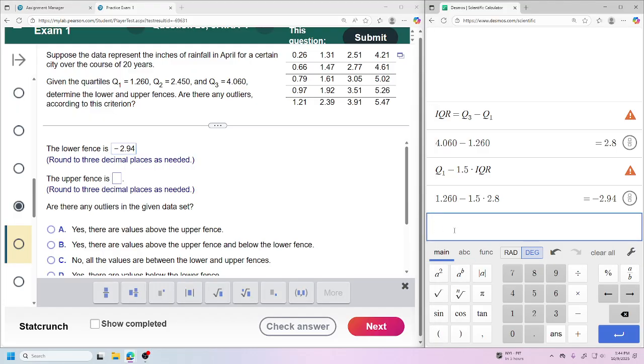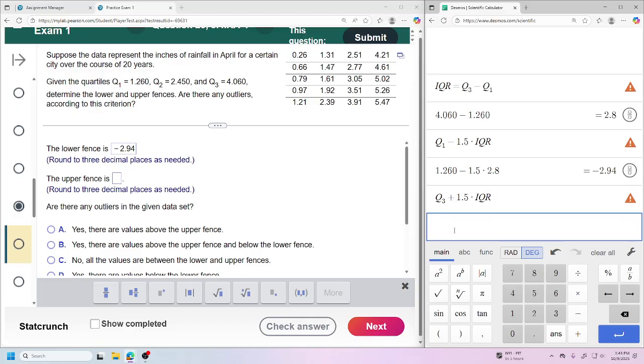And then we have the other one, which is Q3 plus 1.5 times IQR. So let me try that one. I got the 4.06, and then plus 1.5 times the 2.8, 8.26. Hello, hello. Go ahead. Q3 minus Q1. Yes. Yep, that's the IQR, and then lower fence, upper fence. Yep.